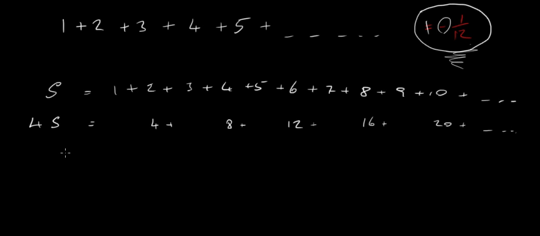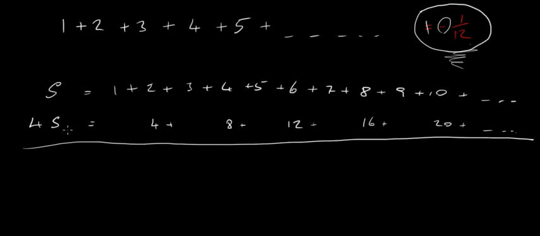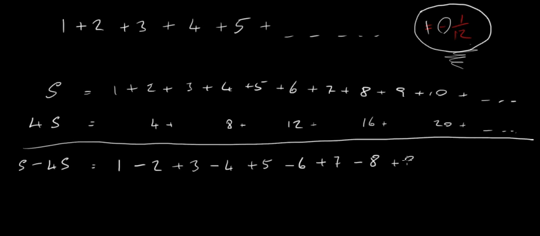Okay. Let's just see what happens if we subtract these two. So we'll put a line underneath here, and I'm going to take S minus 4S. S minus 4 times S. What do I get? Well, 1 minus 0 is just 1. 2 minus 4, that's going to give me minus 2. Here I end up with plus 3. 4 minus 8 minus 4 plus 5. 6 minus 12 minus 6 plus the 7 here. 8 minus 16 minus 8 plus 9 minus 10, and so on.